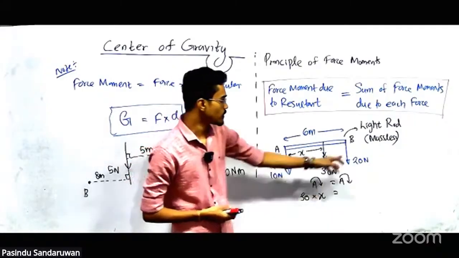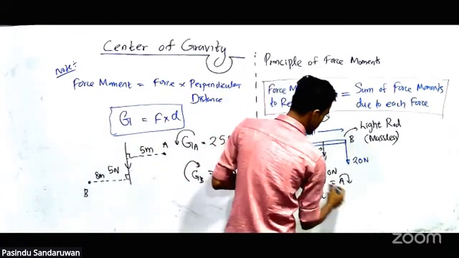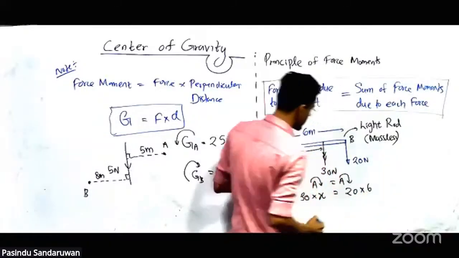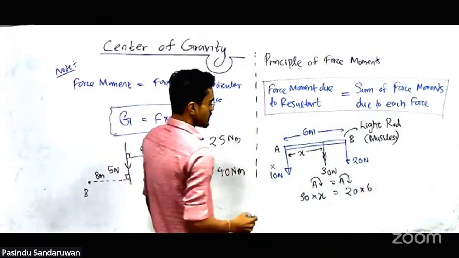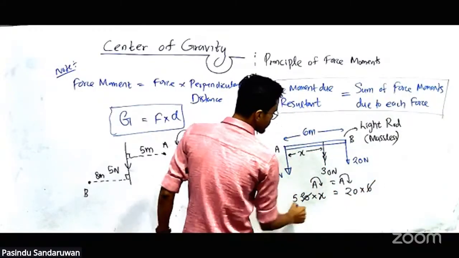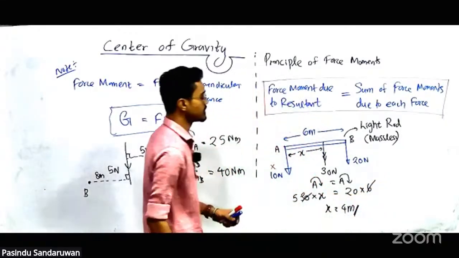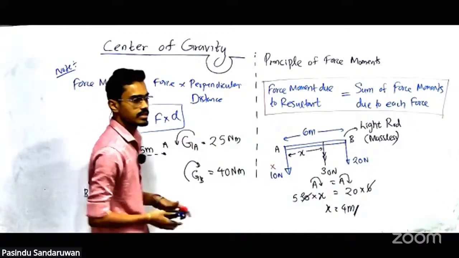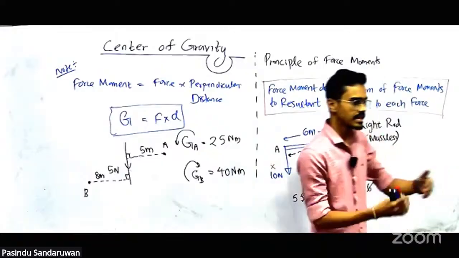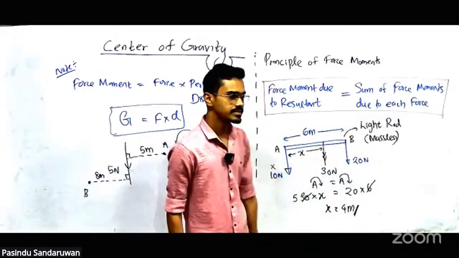But the only force remaining is 20. Then this side, 20 times 6. Simplify this: 6 times 5, 5 times 4, which means x equals 4 meters. Right? The center of gravity is located 4 meters from point A, which means that compared to the center, it is at the right.